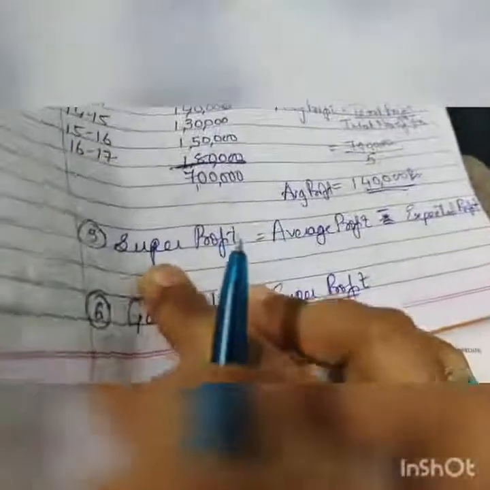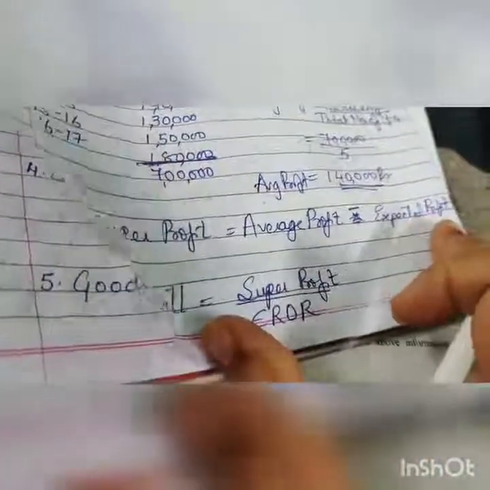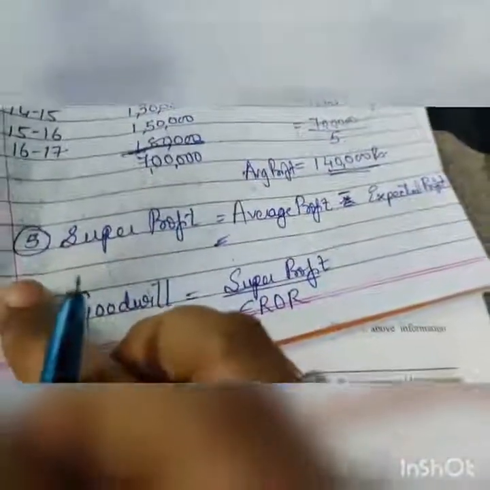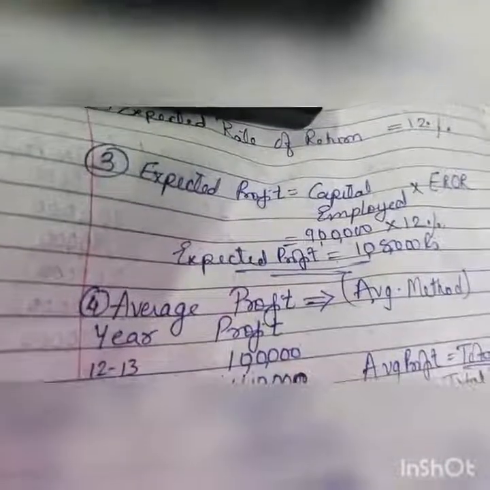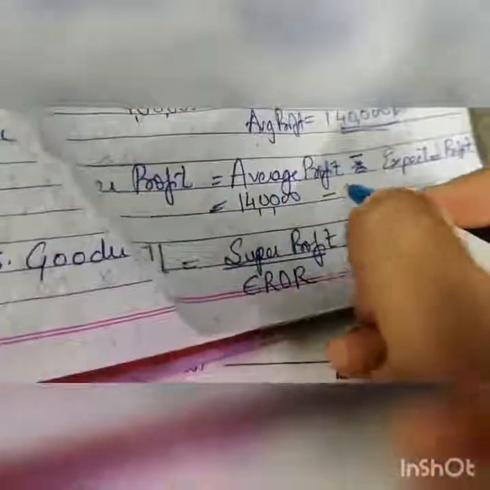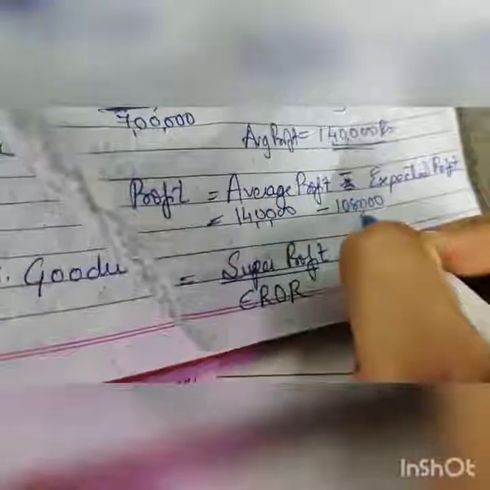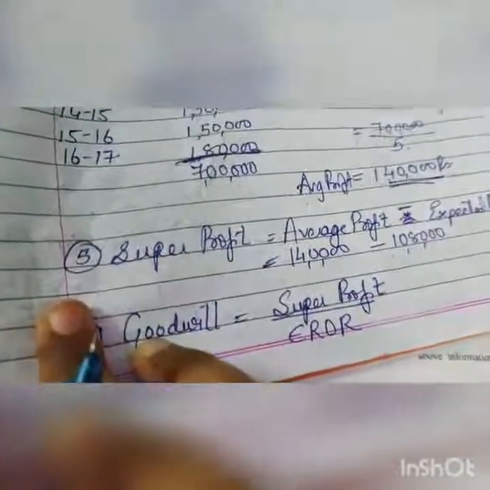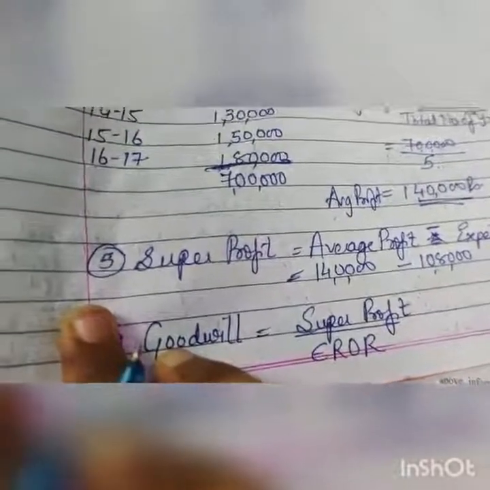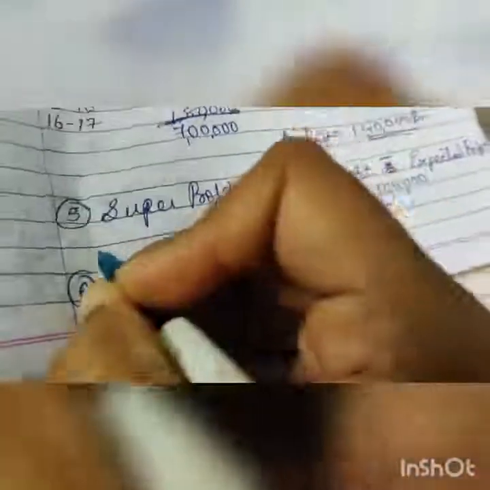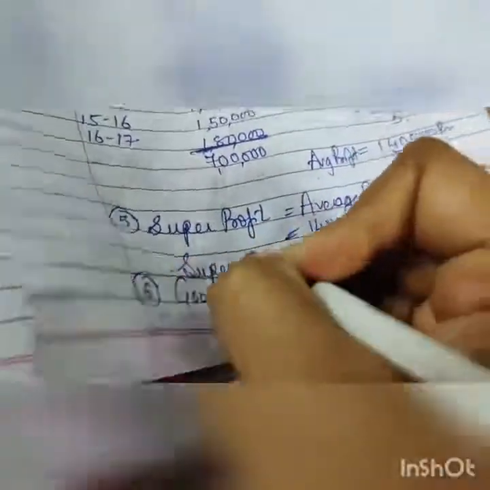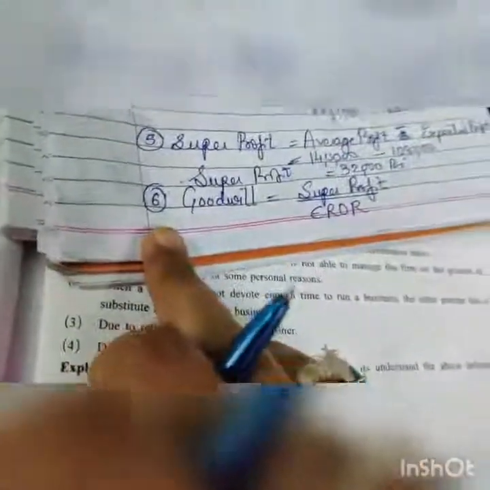Okay, now super profit is equal to average profit minus expected profit. So average profit is how much? 1 lakh 40,000 minus expected profit, it was how much? 1 lakh 8,000. So 1 lakh 40,000 minus 1 lakh 8,000, it comes to 32,000 rupees. That is super profit.